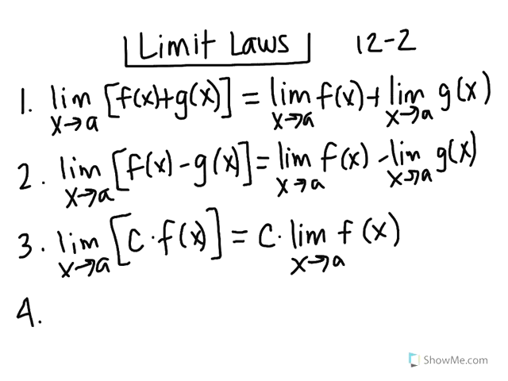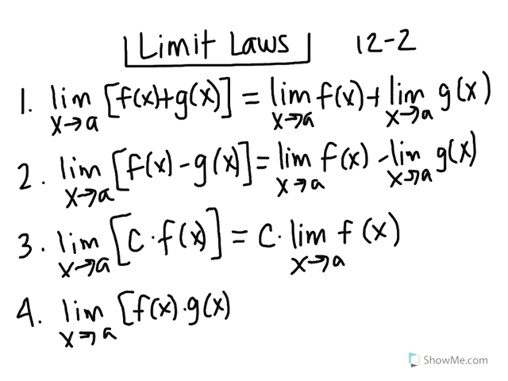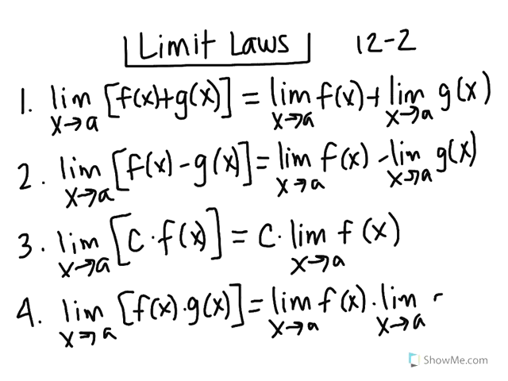Alright, number 4. The limit of a product. So the limit as x approaches a of f of x times g of x. You can probably guess what it's going to be. So you can break them apart into two separate things. You can take the limit as x approaches a of f of x times the limit as x approaches a of g of x. So you can basically take the limit of each of the functions separately and then multiply them together. So the limit of the product is the product of the limits. Alright, I'm going to erase this and go on to the last 4.